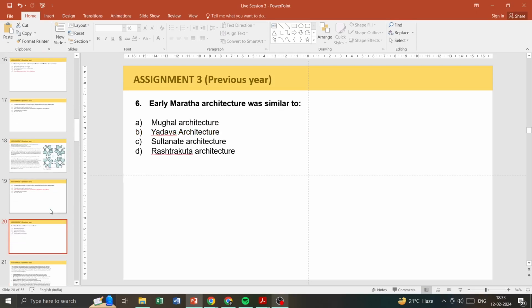Question number 6. Early Maratha architecture was similar to: Mughal architecture, Yadava architecture, Sultanate architecture, Rashtrakuta architecture.